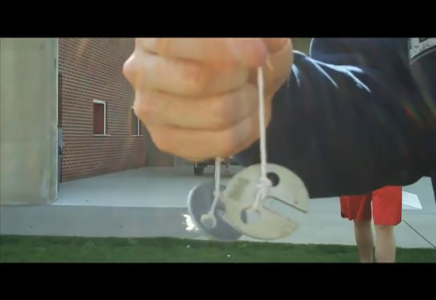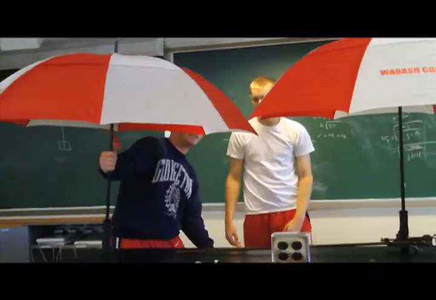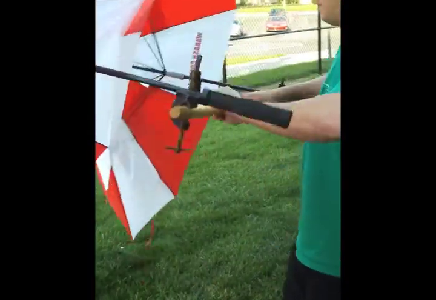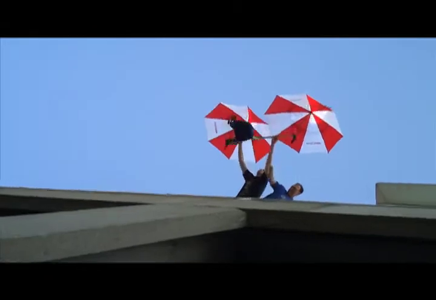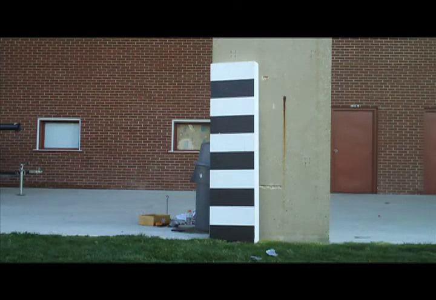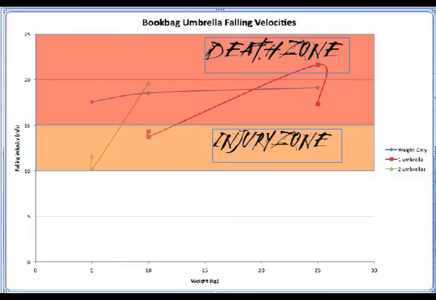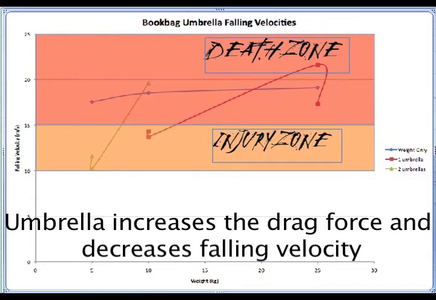Finally, we try to maximize surface area and attach two umbrellas to a wooden rod at arm's width and hang the book bag at the rod's center. We then drop the book bag containing 5, 10, and 25 kilograms. Using our recordings in Logger Pro, we again figure the falling velocity near impact and graph our results. Because the averages of the green and red lines are below the blue line, we can conclude that the umbrella does indeed increase the drag force and thus decreases the falling velocity.